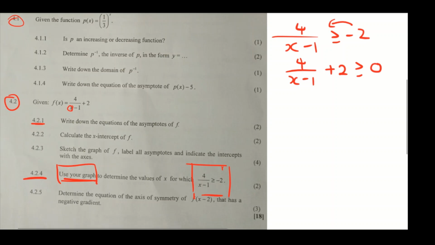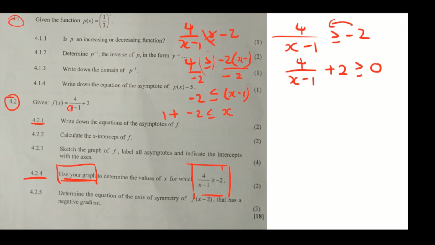Because if someone was solving for x, you would say 4 over x minus 1 greater or equals to minus 2, and just do cross multiplication. So you do 4 greater or equals to minus 2 into x minus 1, right? And divide by minus 2 both sides. So you will have minus 2 here. This sign will change, so it's going to be less than or equals to x minus 1. And then you transpose the 1 to the other side, we have minus 2 less than or equals to x, right? And then plus 1 here. So it's going to be minus 1 less than or equals to x. So this would be the answer that you'd be getting if you were doing calculations, right?